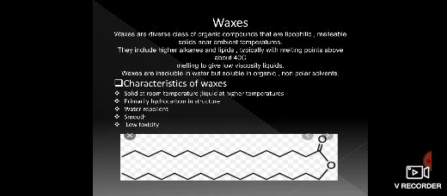Here are the characteristics of waxes. The first one is solid at room temperature, liquid at higher temperature. Next is primarily hydrocarbon in structure. Third, water repellent because they are insoluble in water. Fourth, they are smooth because they are buffable by slight pressure. And the last one is low toxicity because they have low reactivity. The structure of waxes is shown below.